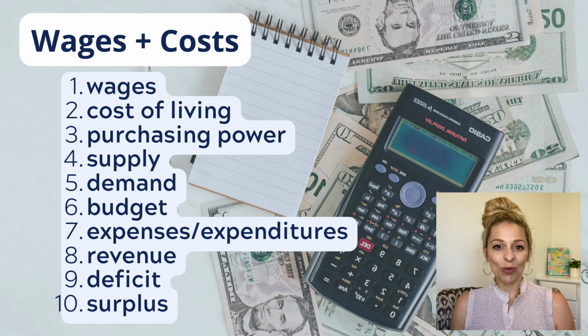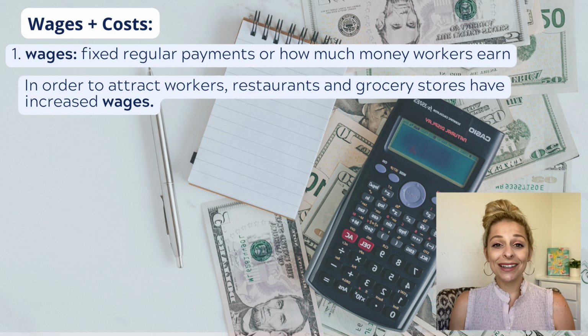In this section, we will cover 10 words. We have wages, cost of living, purchasing power, supply, demand, budget, expenses and expenditures, revenue, deficit, and surplus. Let's look at number 1.